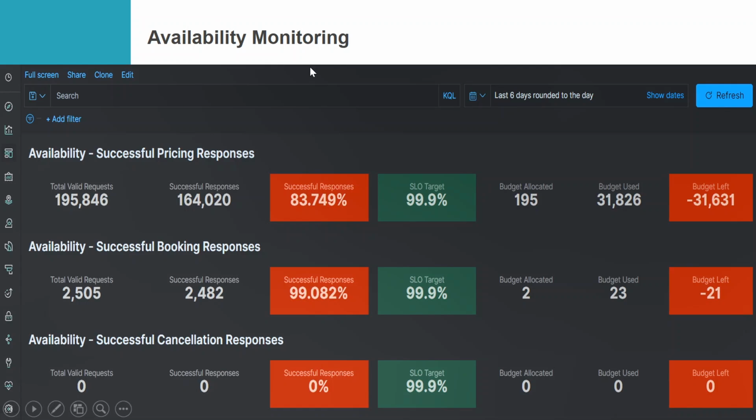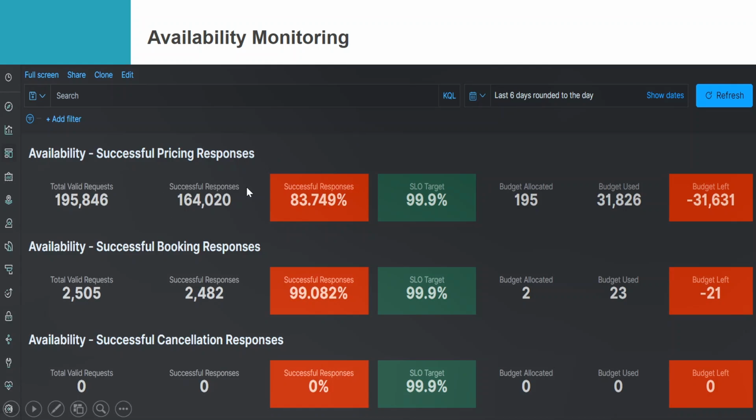This is from my organization in prod, prod customer data. This is like our SLOs, and we are using these SLIs. For example, in this picture I'm seeing availability monitoring. You can do SLOs on various metrics like availability, latency, everything. This is one of the metrics, called availability. So here, total valid requests the customer made were 195,846, and the customer got a successful response only for 164, so our success rate is 83.749%. So my site is available 83.749% of the time.